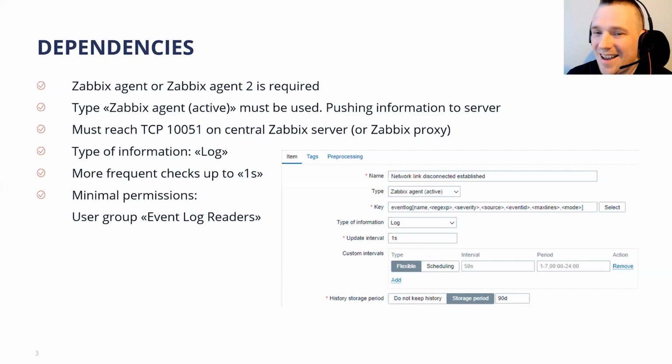It also means we have to have a port exposed in the firewall, so the agent can actually reach the central server. By default, it tries to reach TCP 10051 on the central server, or on the proxy if the monitoring happens on the proxy. And the recommended approach is to monitor the logs every 1 second. If we talk about permissions, out of the box the agent is running as the user SYSTEM. It's very powerful. If you target bare minimal permissions, then just add this user to the group called Event Log Readers.